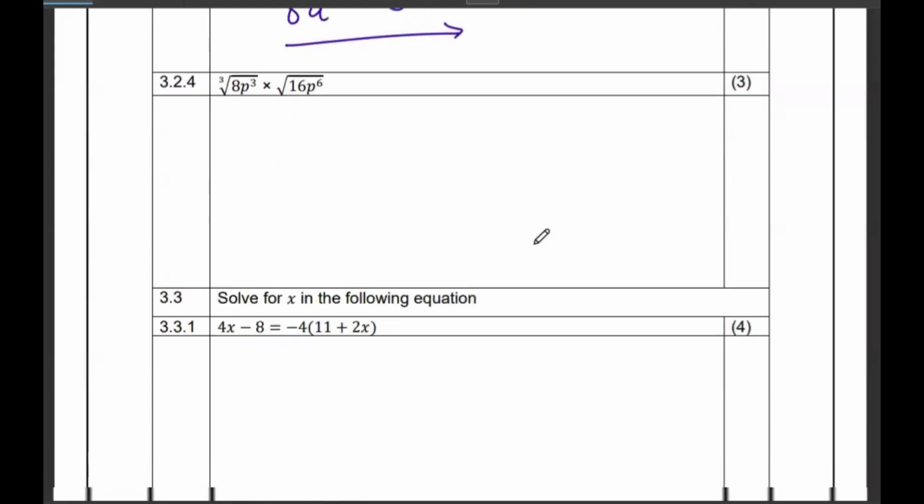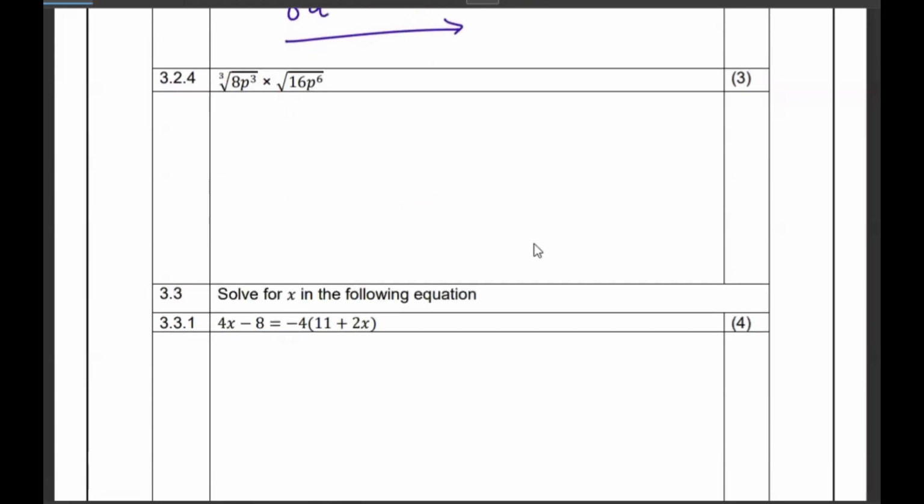And then 3.2.4, we need to find this. What's the cube root of 8? It's going to be a 2. The cube root of p cubed is just a p. Times square root of 16 is a 4. And then the square root of p to the 6 is going to be just a p to the 3. And then multiply this. 2 times 4 is going to be 8. P to the 1 and p to the 3 gives us a p to the 4.